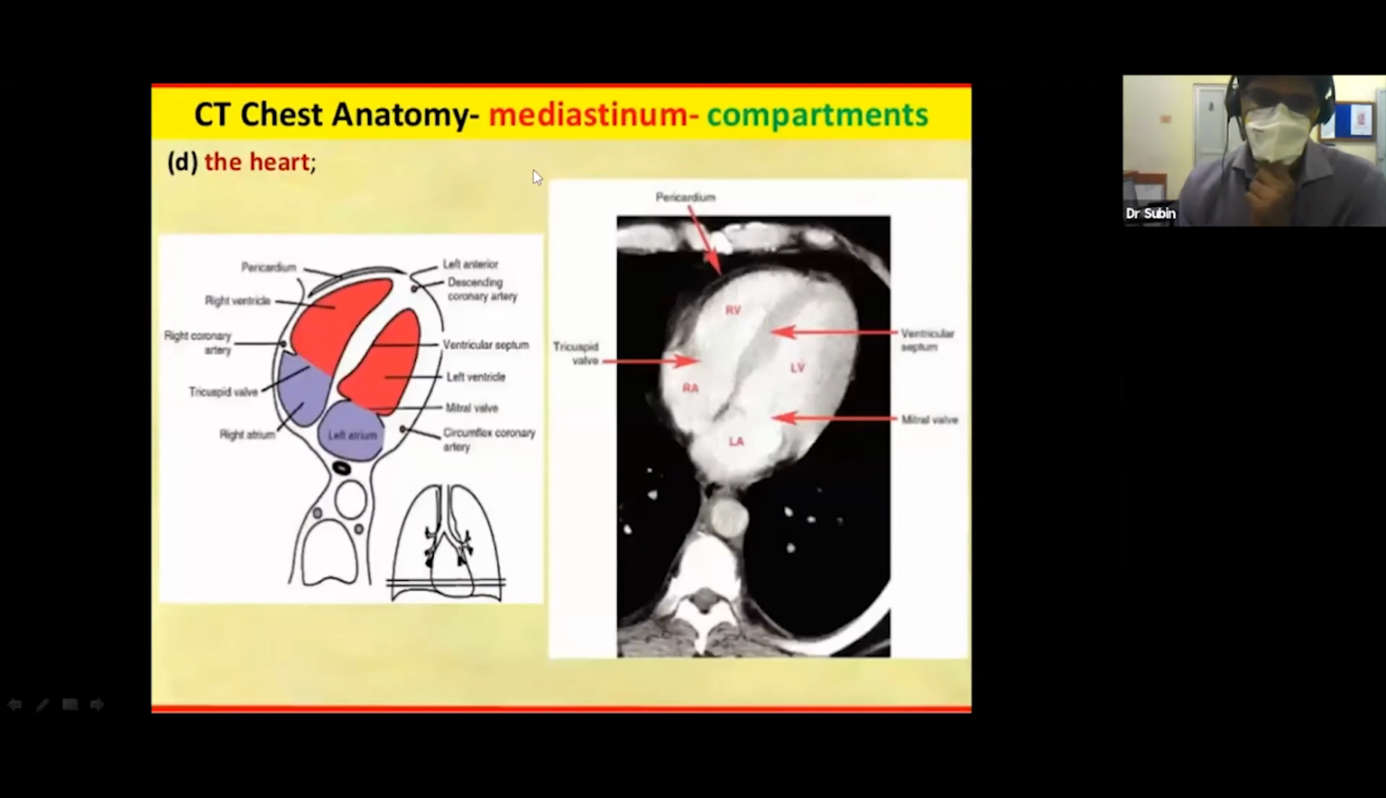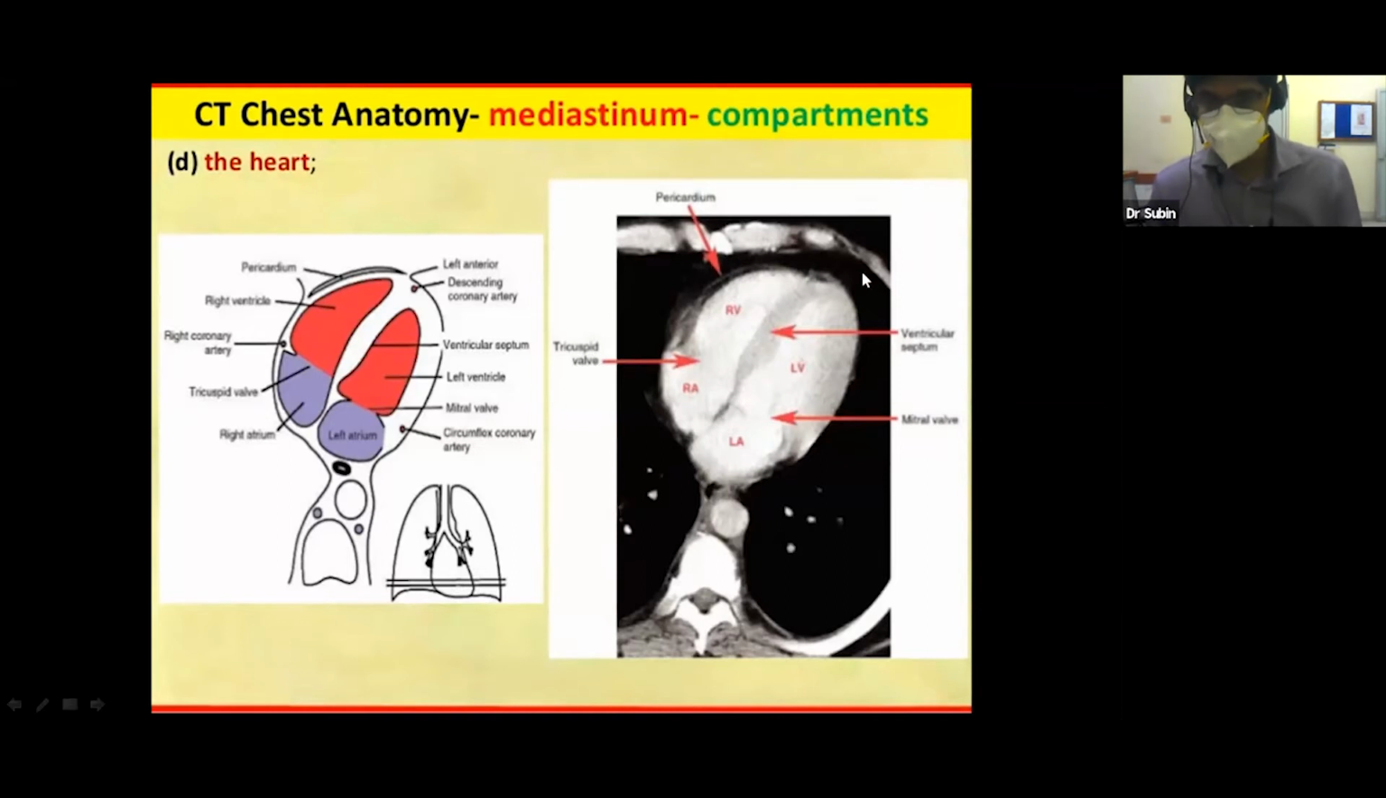Pericardium is another thing that we look at. Pericardium is usually seen as a very thin line like this, usually less than 2 millimeters, and that is the pericardium that we are seeing. If there is thickening or effusion, this is going to get thickened, or there will be more hypodensity seen along this region. If it is fluid, it will be of low density. If it's hemorrhage, it will be a bit higher density.